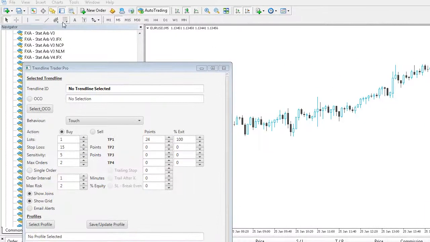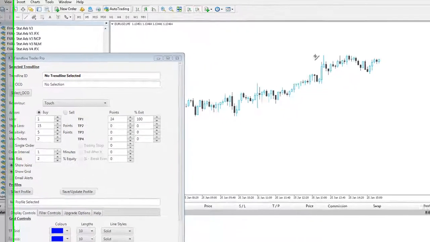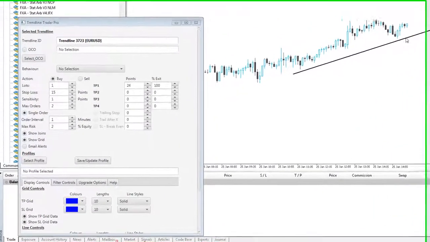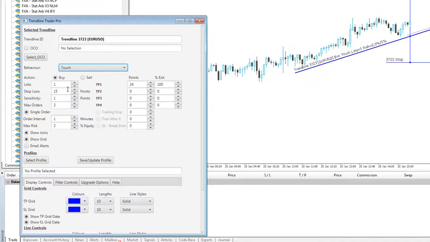So, a quick video about testing Trendline Trader Pro and how you can basically force trades, and a few comments about parameter settings. I had a customer who was struggling to get trades to trigger, and the reason was he was using really big sensitivity channels, like 15 pips or so.